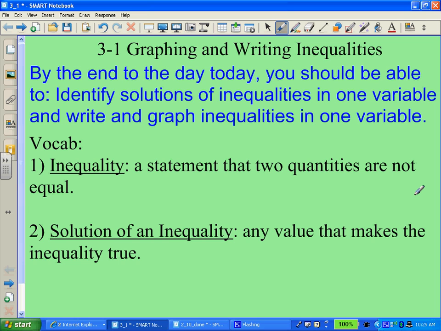So we have two vocab words. The first one is inequality. And it's a statement that two quantities are not equal. And then the solution of an inequality is any value that makes the inequality true.